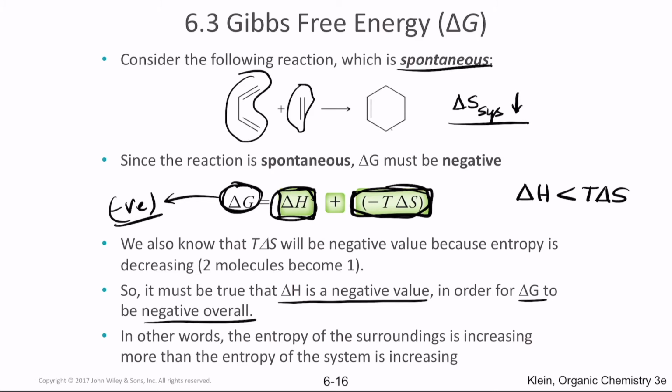So minus T delta S here is a small change because temperature is not changing much, but delta S of the system is changing, where you are decreasing its entropy, which means that delta S is generally negative. So when delta S is negative, delta H should be negative, and only in that case will we get a negative delta G value. So in other words, the entropy of the surroundings is increasing more than the entropy of the system is decreasing. So this is how we can think about this reaction.